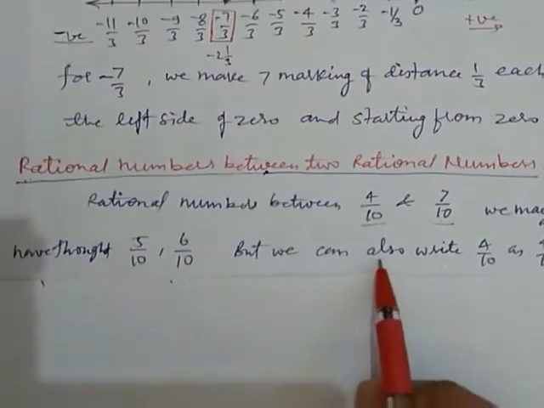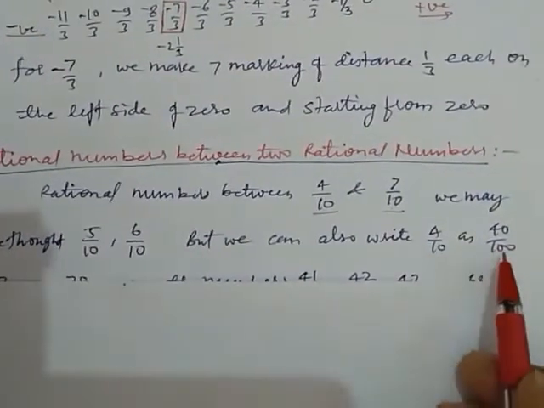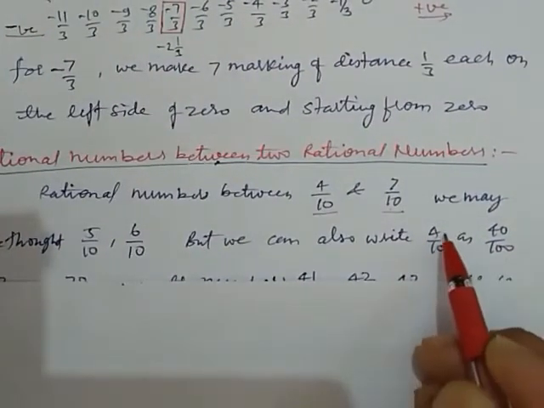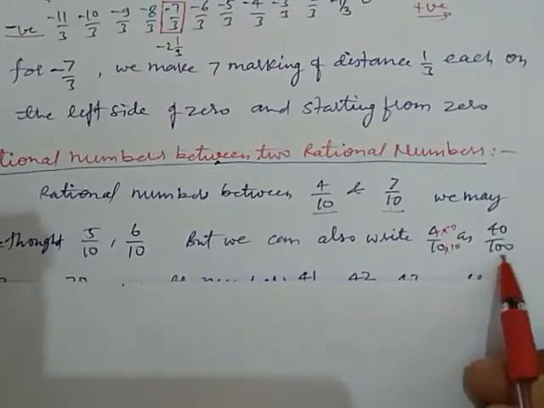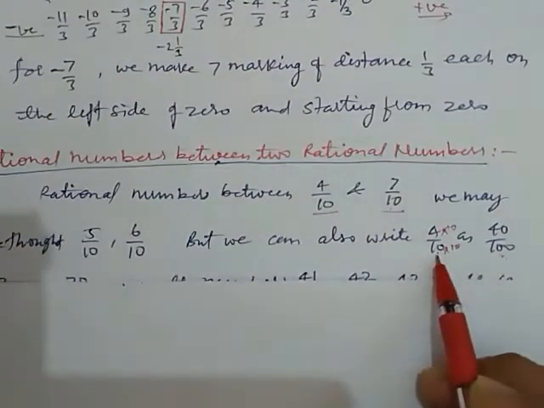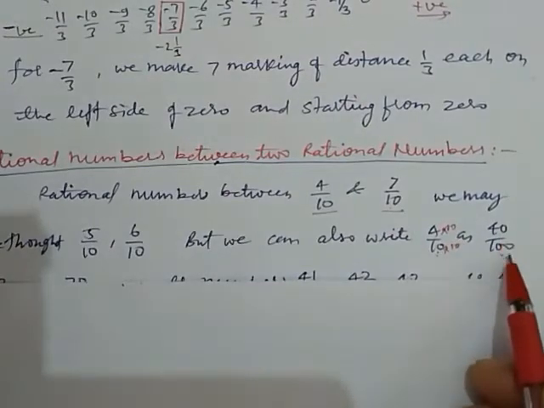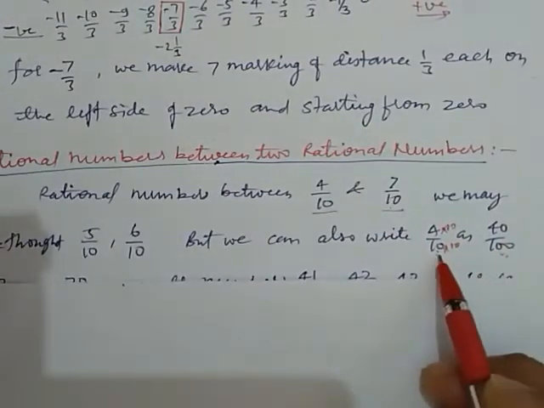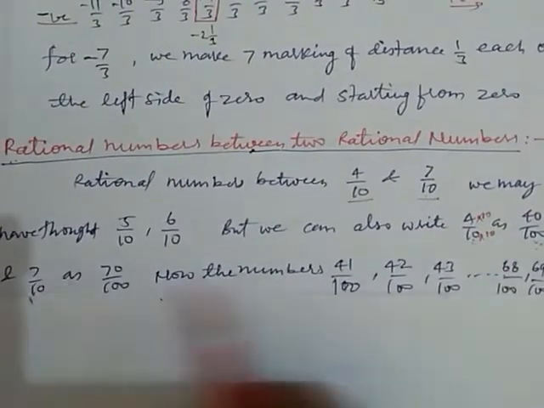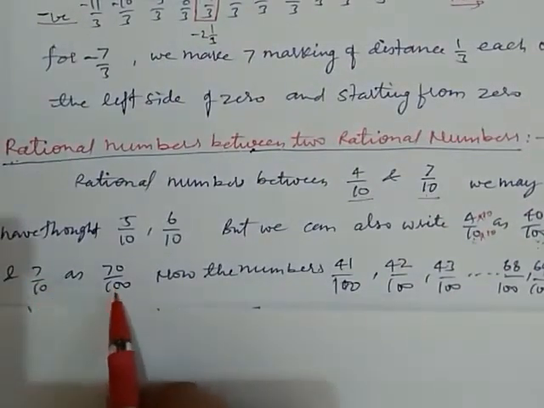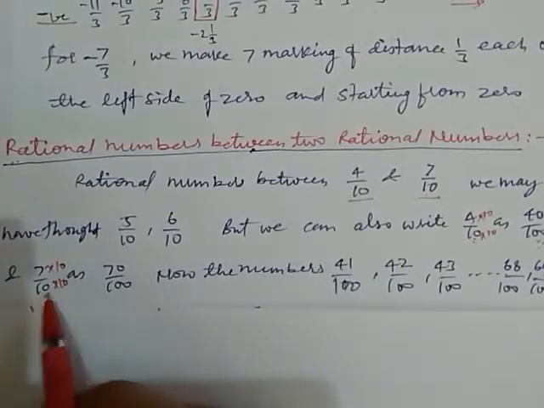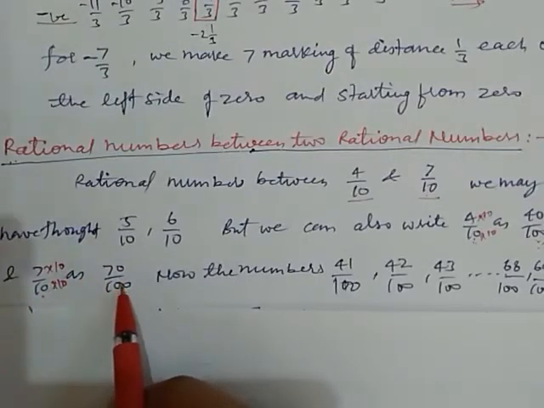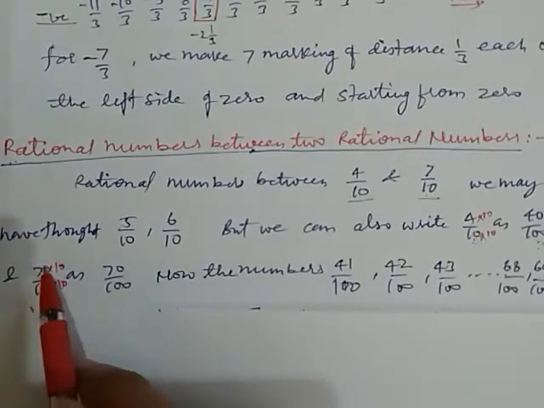But we can also write 4 by 10 as 40 by 100. How? We multiply the numerator by 10 and the denominator by 10, so 40 by 100 is the equivalent fraction of 4 by 10. This way we find the equivalent fraction. Now 4 by 10 becomes 40 by 100 and 7 by 10 becomes 70 by 100, by multiplying the numerator and denominator by 10.